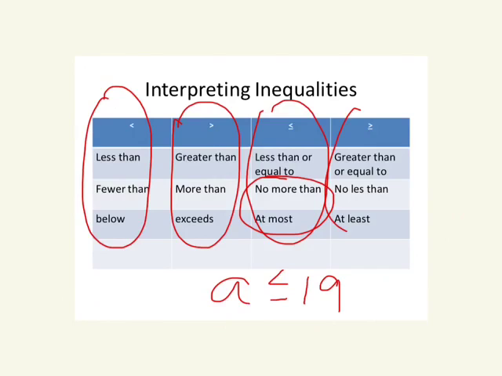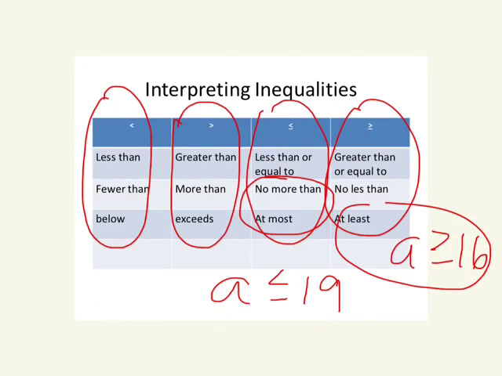Then you have the greater than or equal to. And so greater than or equal to, or no less than, sorry, I missed the s there, and at least. And so, for example, you must be at least 16 years old to get your driver's license. So, again, your age must be greater than or equal to 16 years old. So that's at least. This one is at most.